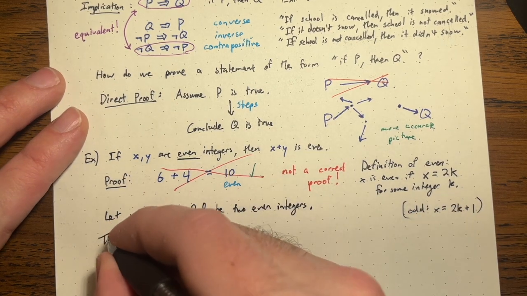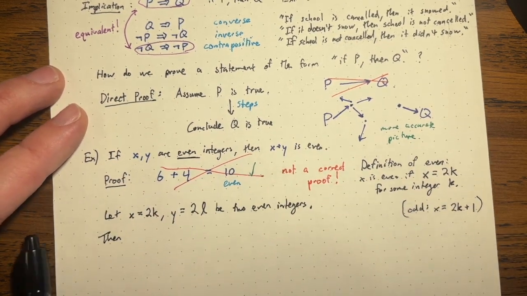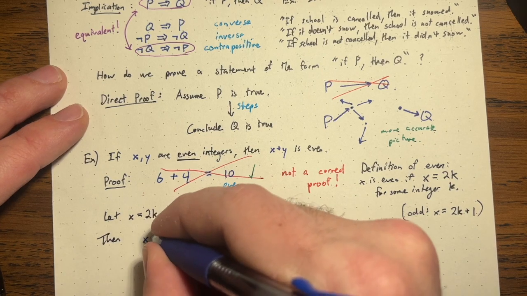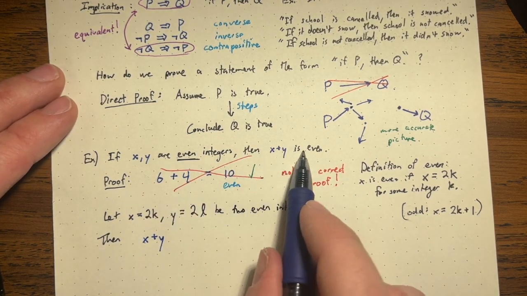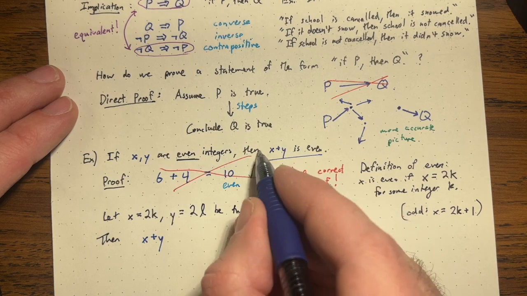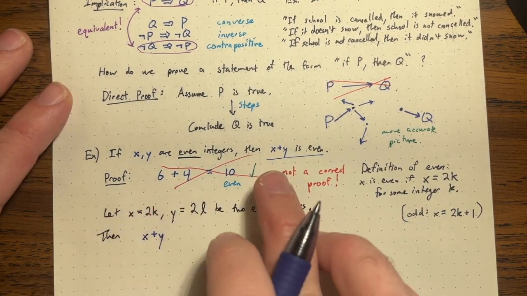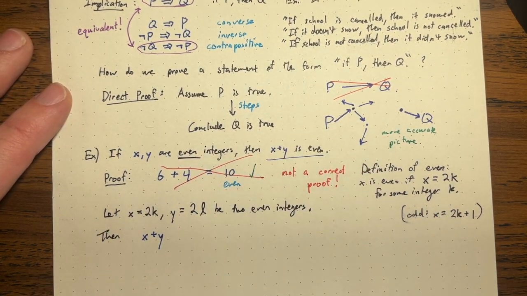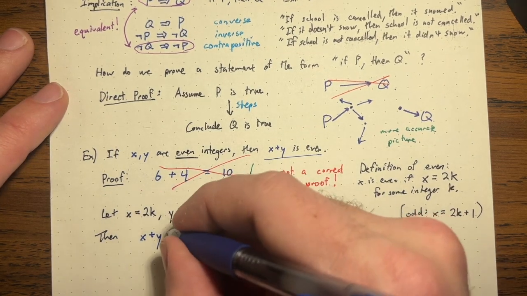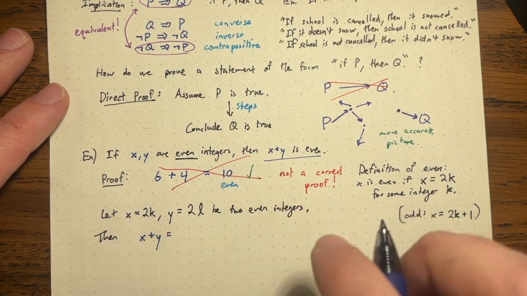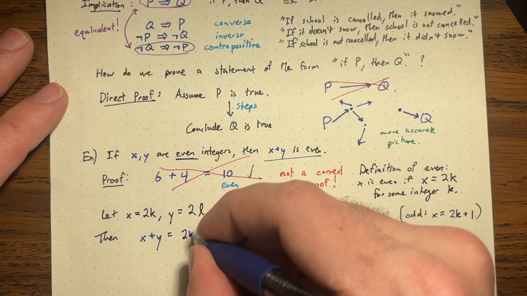Then x plus y. We want to show this. So let's start with, we have our two even integers. How do we show this? Well, we have to take a look at x plus y. We want to show it's even. We don't know that in advance. So let's just take a look at what we get. We get 2k plus 2l.